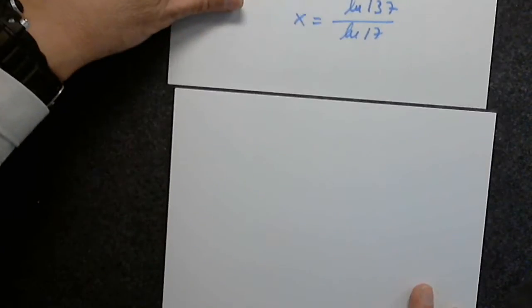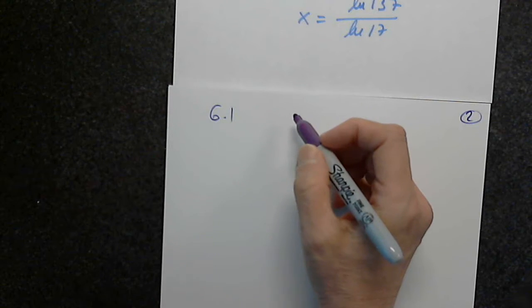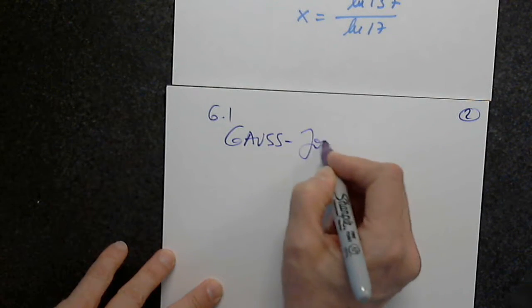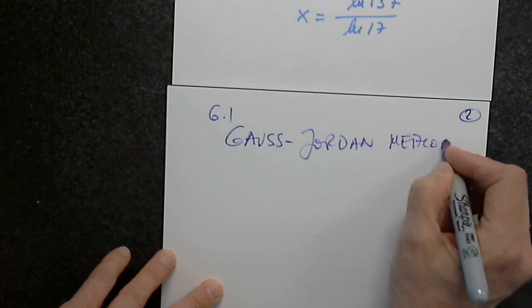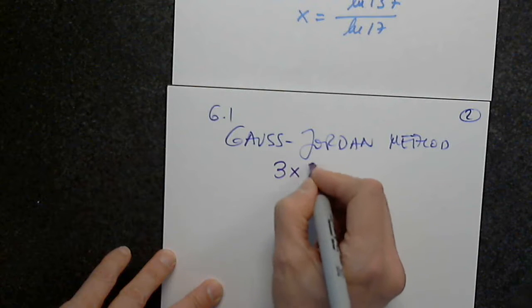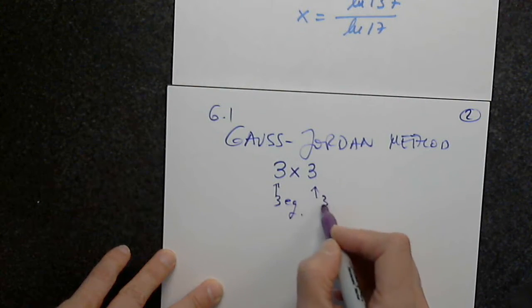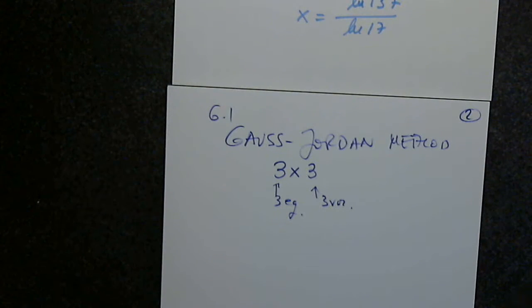So let's continue then with 6.1. And that is the Gauss-Jordan method. And we're only going to look at 3 by 3, meaning 3 equations and 3 variables. The method can be used for any number of equations and variables. We're fine if we just look at the 3 by 3.